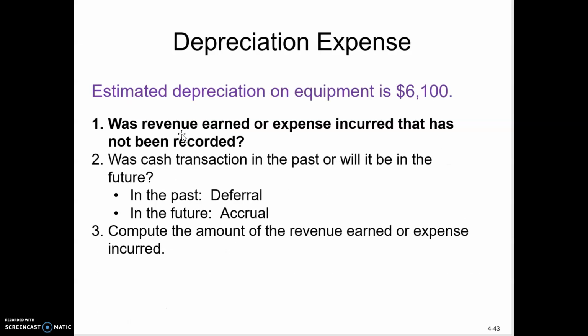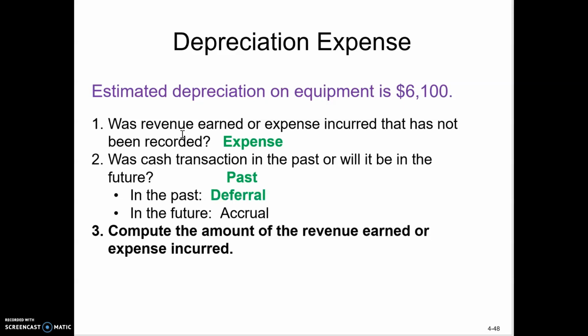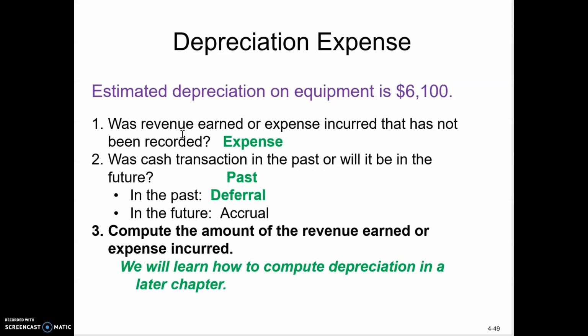So here we go. When we're talking about depreciation on equipment, we're going to record $6,100 depreciation on equipment. And for our purposes here, you're going to be told the amount of depreciation. We're going to have a later chapter where we actually learn how to calculate it. So when we're talking about depreciation, we're talking about an expense. The cash transaction having to do with the equipment, well, that would have been when we bought the equipment. So that happened in the past. So if it happened in the past, we're talking about a deferral. And as I said, the amount we're going to learn how to calculate later. So right now you're going to be given the amount.